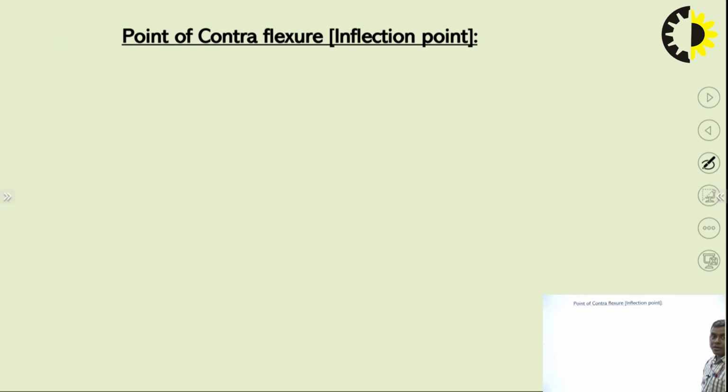Point of contraflexure, another important point, or the point of inflection. In the previous slide we were discussing the point where the shear force is 0. In that particular section, the bending moment will be constant and its value will be either maximum or minimum. Similarly, we can find another point where the bending moment is 0, M is 0. So the point where M is 0, at that point the tendency of bending is changing. That point is known as the point of contraflexure.